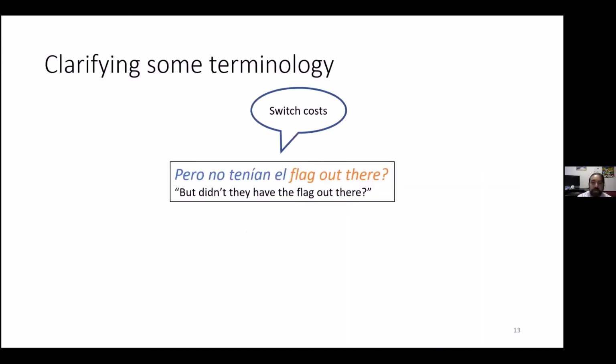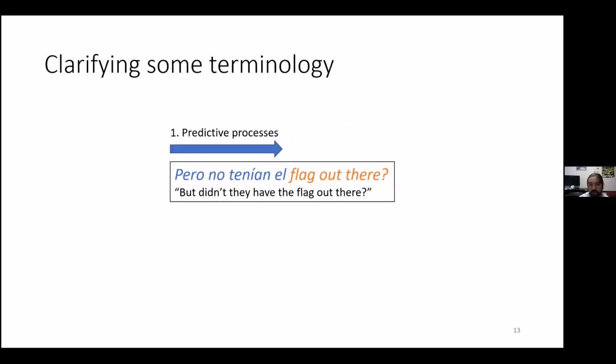All right. I also want to clarify some terminology here. My own reading from the literature is that when we talk about switch costs, it's actually a really ambiguous term, and that different researchers are referring to different aspects. So I want to break this up into two pieces, in fact. On the one hand, I want to talk about the predictive side, so everything leading up to when the code switch can occur. And then I want to talk about the integration side. So what happens once you've actually encountered the code switch?